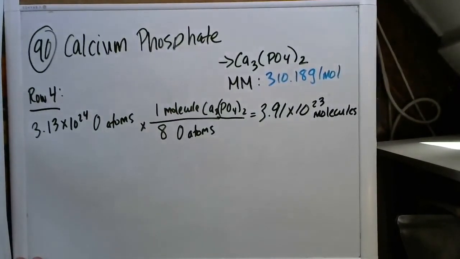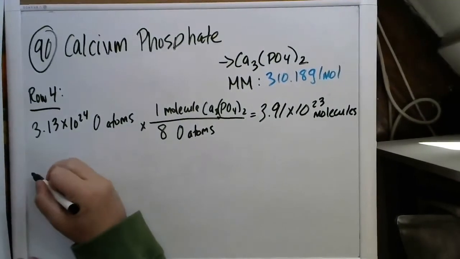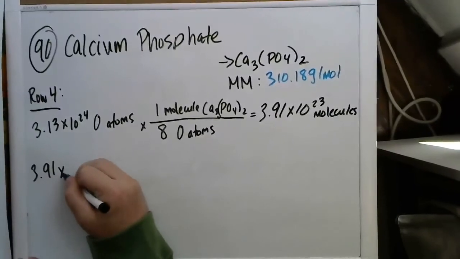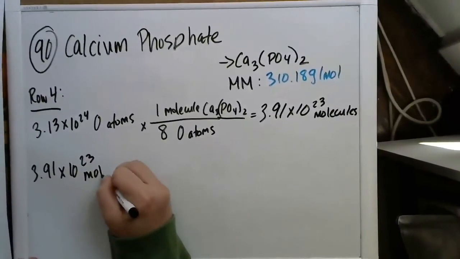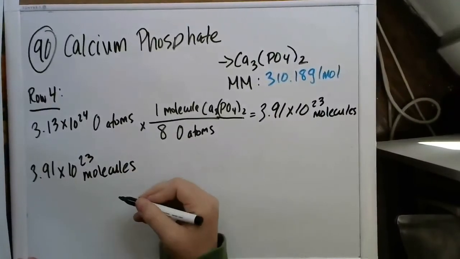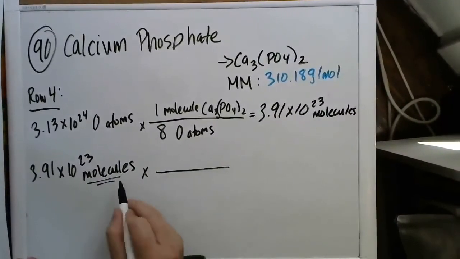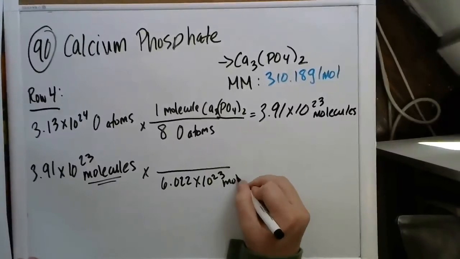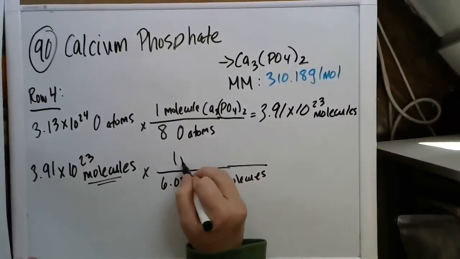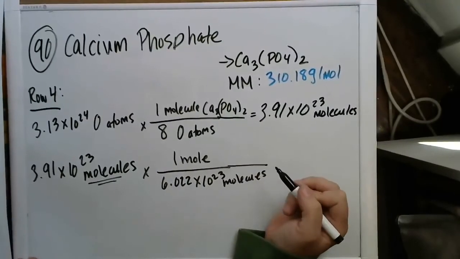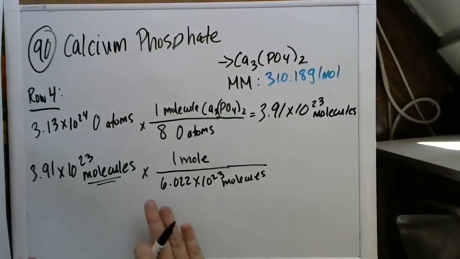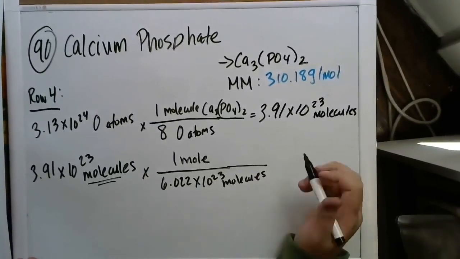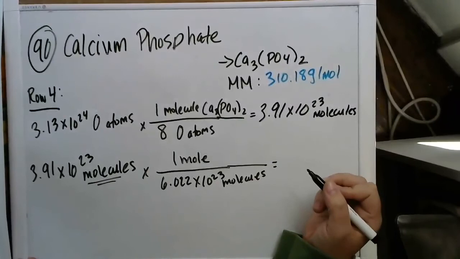Once I have the number of molecules, now I can answer my next question. Well, how many moles of calcium phosphate is that? Well, I know that if I have 3.91 times 10 to the 23 molecules of calcium phosphate, I also know that there are 6.022 times 10 to the 23 molecules in 1 mole of calcium phosphate. Okay, so I take my molecules and I divide it by Avogadro's number, and that's going to tell me how many moles of calcium phosphate there are.